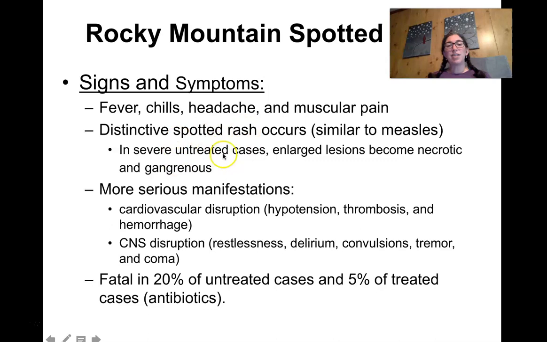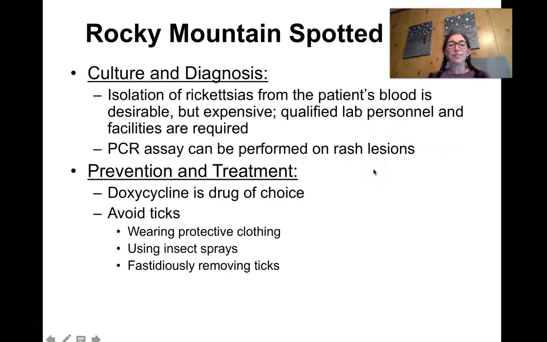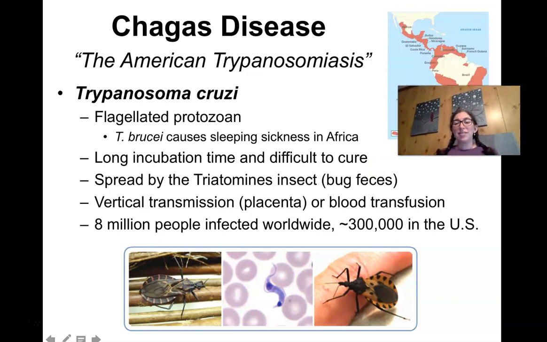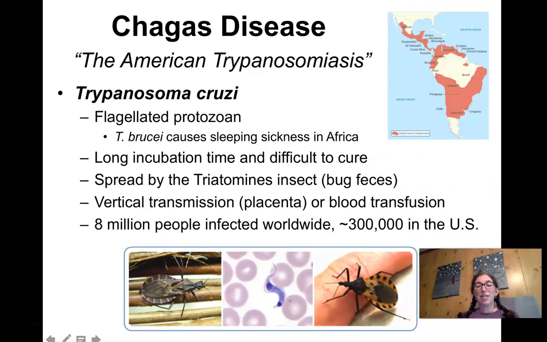So you get that distinctive spotted rash. So the name is helpful in telling you what to look for. But it can also spread to other parts of the body. And it's featured here because it can cause cardiovascular disruption, blood clotting, low blood pressure, that's hypotension, and hemorrhage. So for a lot of these diseases, avoiding ticks is important.